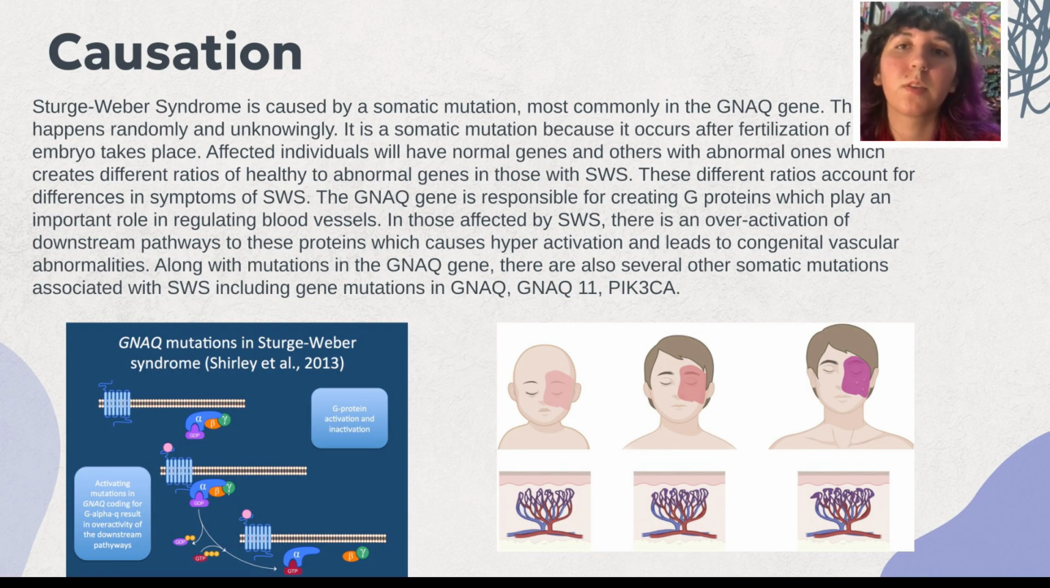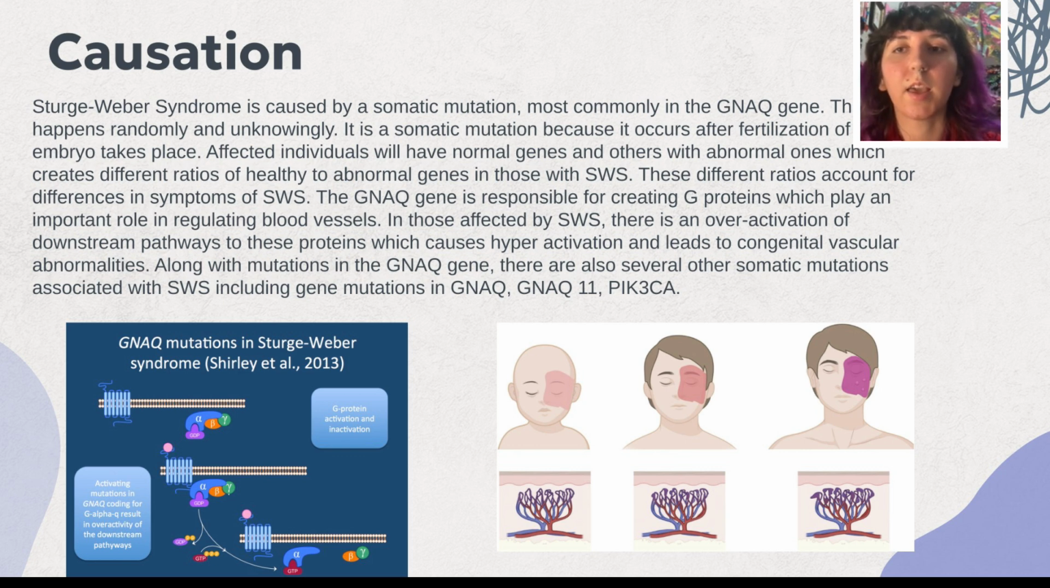Causation. Causes of Sturge-Weber syndrome involve somatic mutations, most commonly in the GNAQ gene. This mutation happens randomly and unknowingly. It is a somatic mutation because it occurs after fertilization of the embryo takes place. Affected individuals will have normal genes and others with abnormal ones, which create different ratios of healthy to abnormal genes in those with SWS. These different ratios account for differences in symptoms of Sturge-Weber syndrome.